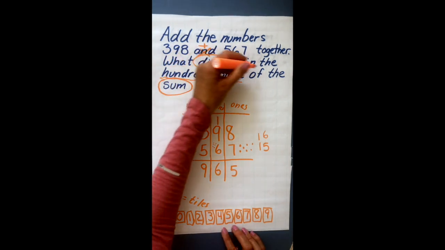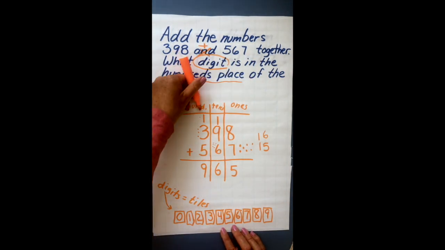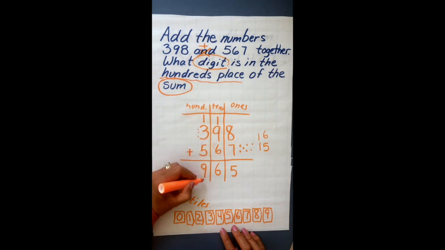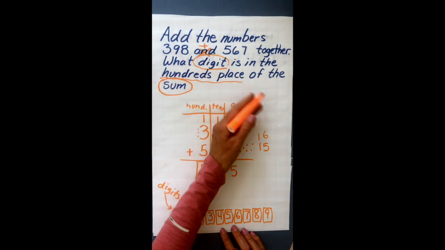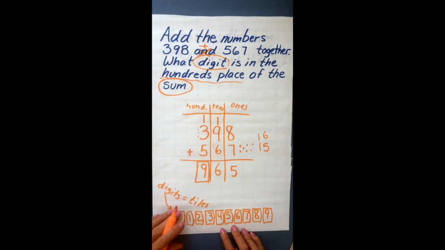So now it says what digit is in the hundreds place. So all I do is look down in the hundreds place and it looks like it's a 9. So that's the digit. So what digit is in the hundreds place? The 9 is in the hundreds place.